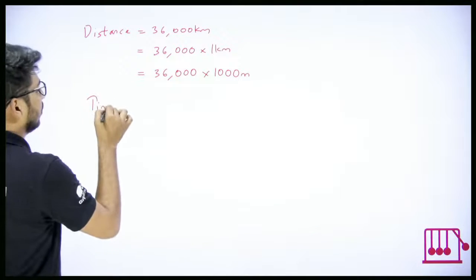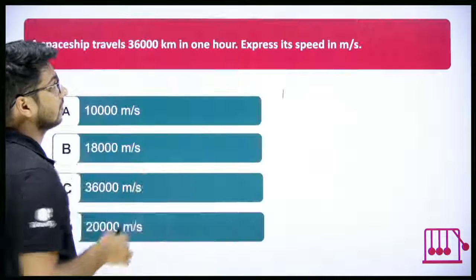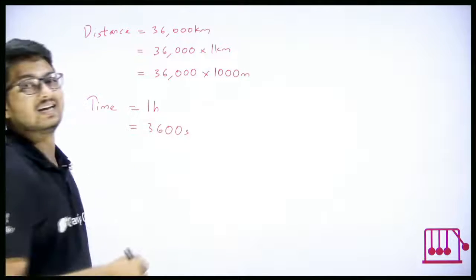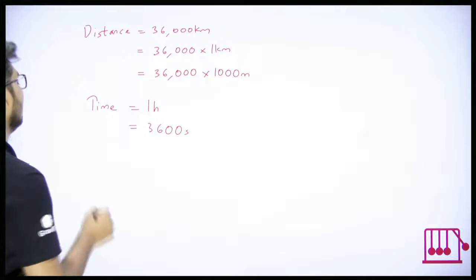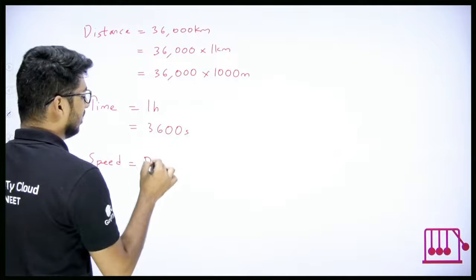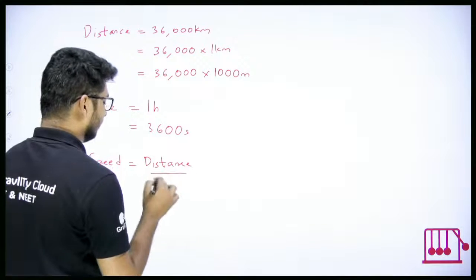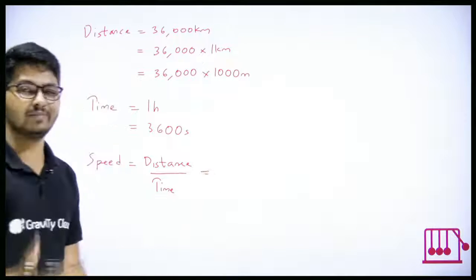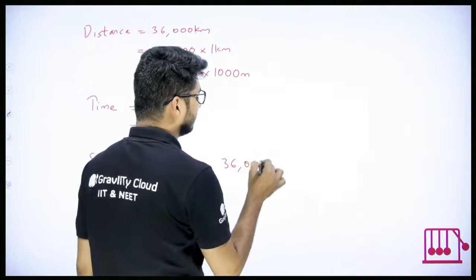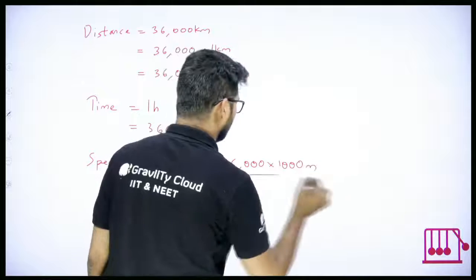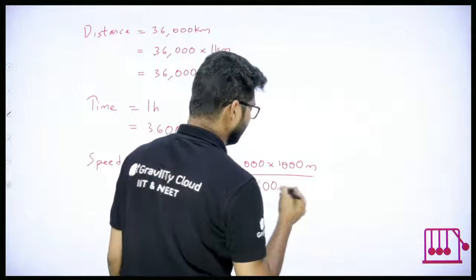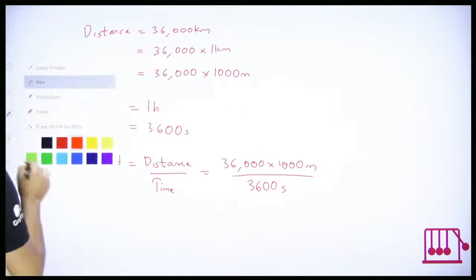Then time is given as 1 hour. What is 1 hour in terms of seconds? 3600 seconds. So then if I need speed, the formula is what? Distance by time. So we'll take in terms of meters and seconds. In terms of meters, it is this complete 36,000 into 1000 meters upon second. Time in seconds is 3600 seconds.